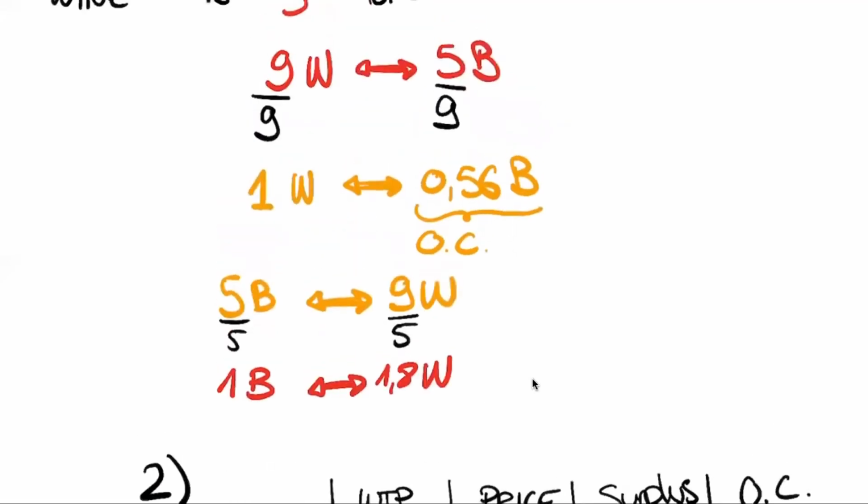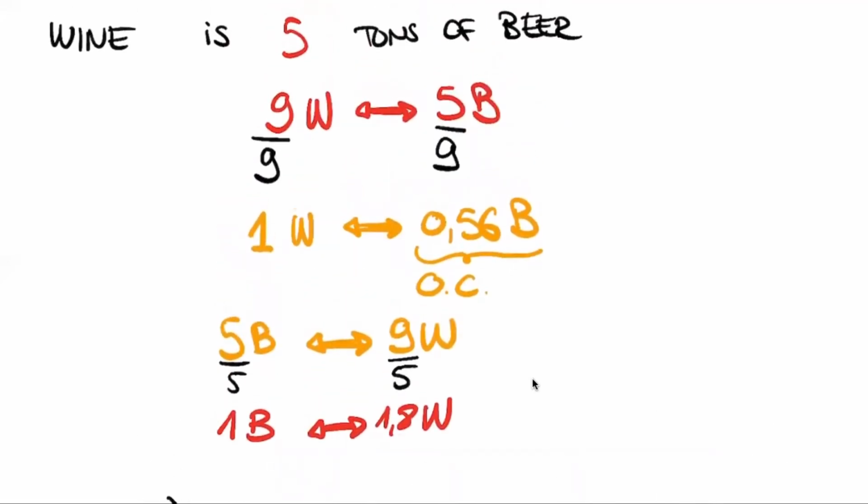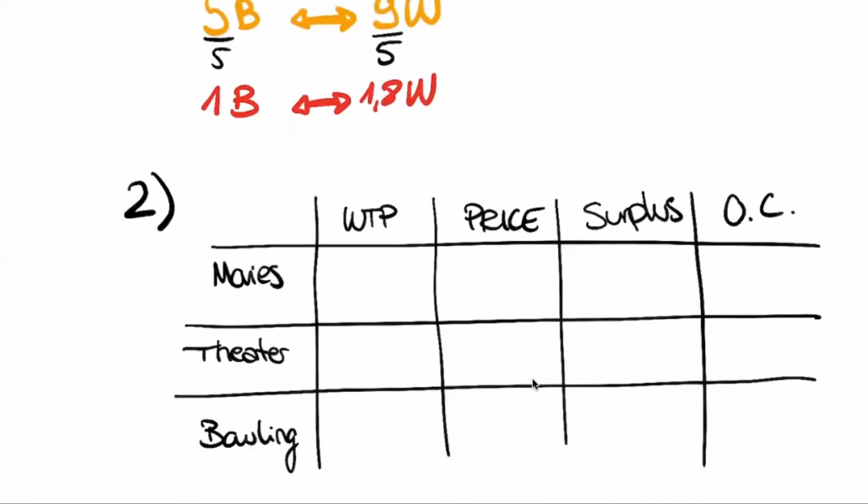And usually, when they have to decide what to produce, they will pick the lowest opportunity cost. So they will produce wine basically because it costs less beer than it costs wine if you look at it from the other way around. Okay? Let's move to the next example.